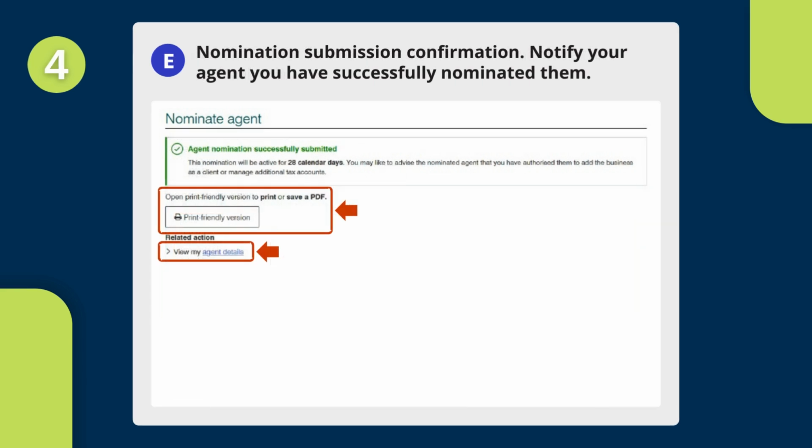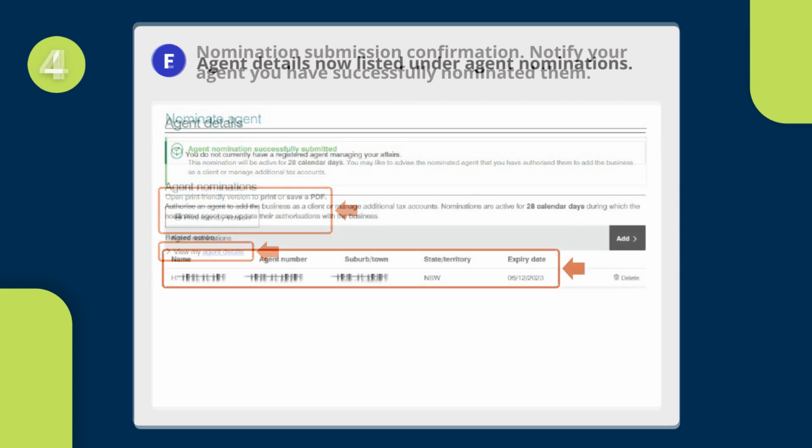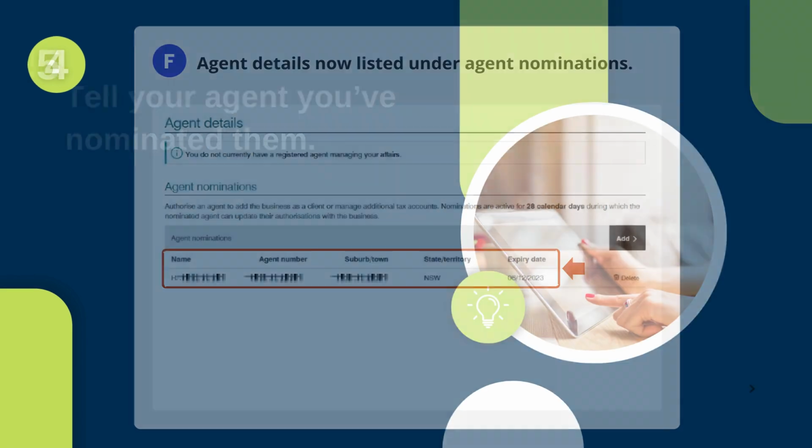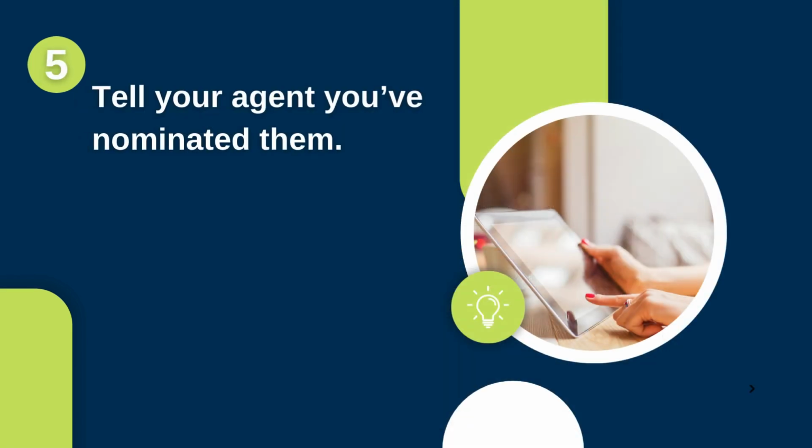Once this has been done, it is important to notify your agent that you've nominated them, as they have 28 days to action the nomination before it expires. You can provide your agent with a copy of the nomination confirmation, which you can print or save as a PDF. You will see your agent's details listed under Agent Nominations. 5. Tell your agent you've nominated them.